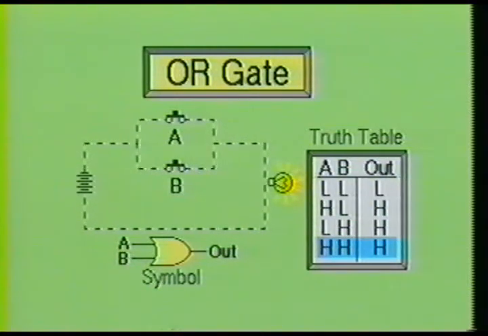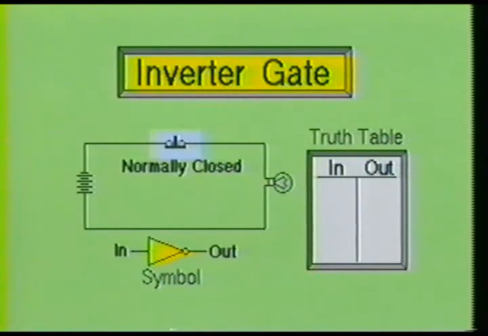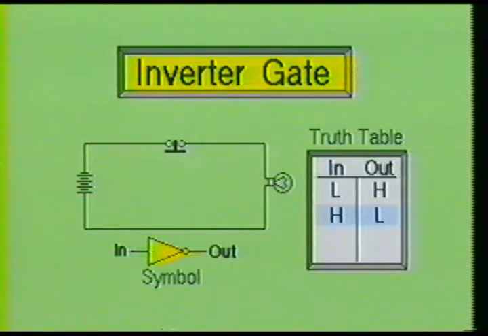Next, we will examine the inverter gate. The switch used in the inverter circuit is different from those used to illustrate the AND gate and the OR gate. If you recall, the switches used for the AND gate and the OR gate were normal open switches. The switch used for this simple circuit is a normal closed switch. In this circuit, the lamp is normally energized. Only when the switch is open does the lamp turn off.